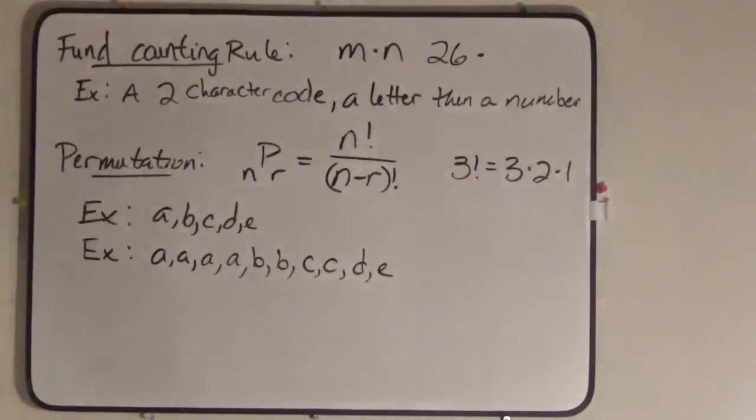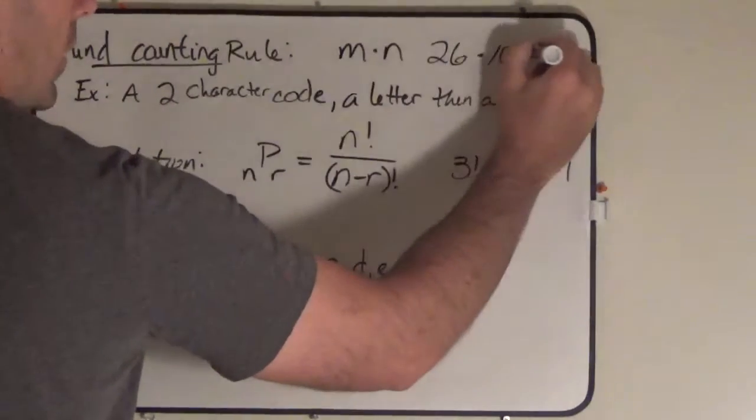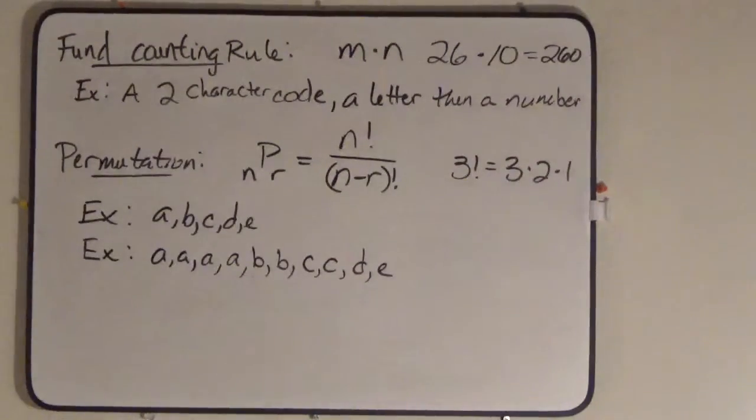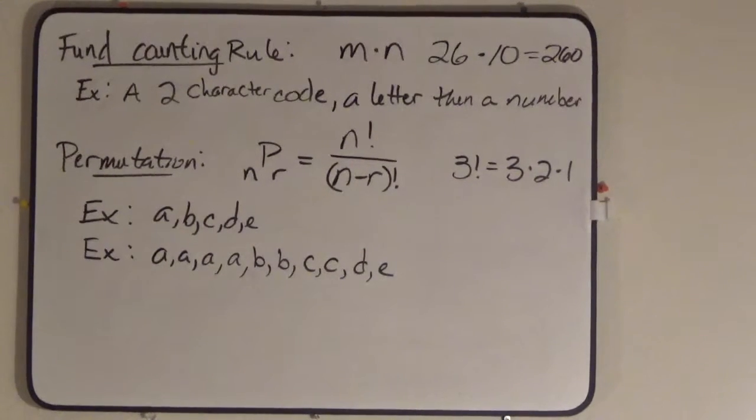And then you have to ask, how many different numbers can we have? Well, there are 10 different numbers, 0 through 9, right? And so we would have 10. When you multiply those out, you get 260. So there are 260 different ways that you can have a two-character code where the first one's a letter and the second one is a number, okay? So that's the counting rule.